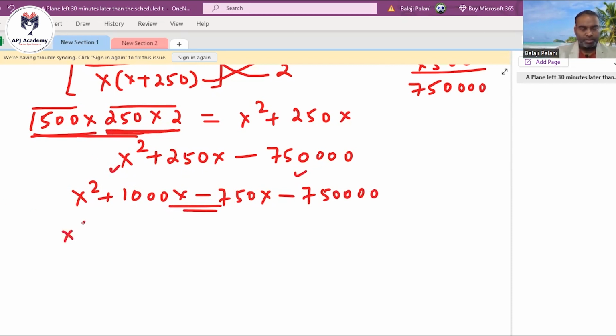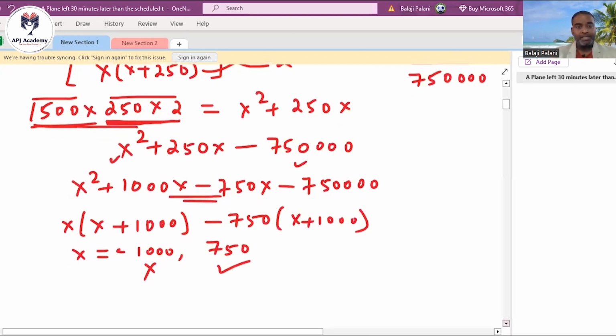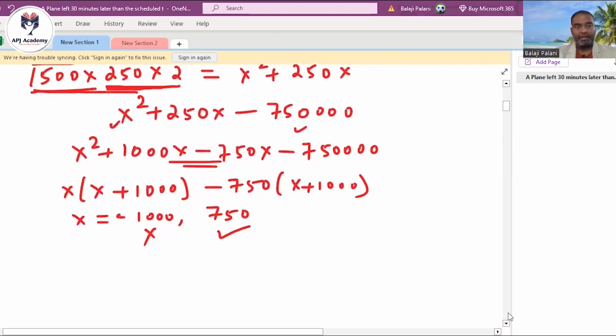Now let's group the common terms from the first two, which is x into x plus 1000, minus 750 common, x plus 1000. So we get two answers. x is equal to minus 1000 and x is equal to 750. Since x is the speed, it has to be positive, so this one is ruled out. This is the first method. So x, the speed of the plane, is 750 kilometers per hour. That was the original speed. Increase the speed கேக்குறாங்களா, original speed கேக்குறாங்களா, அதையும் நீங்க கேர்ஃபுல்லா question-ல பார்க்கணும்.